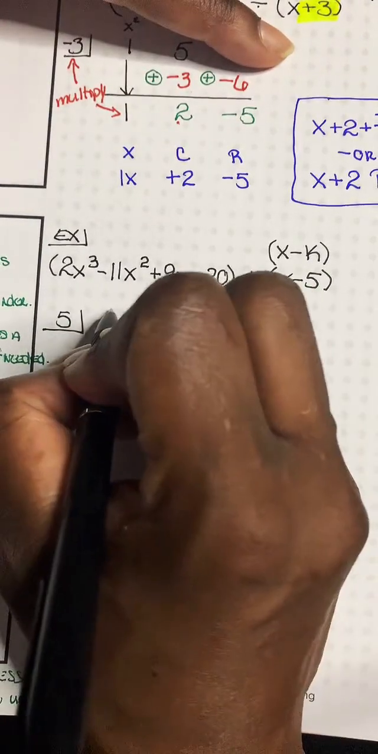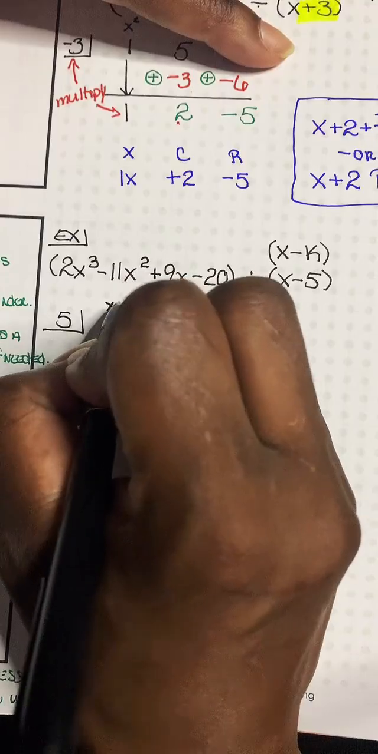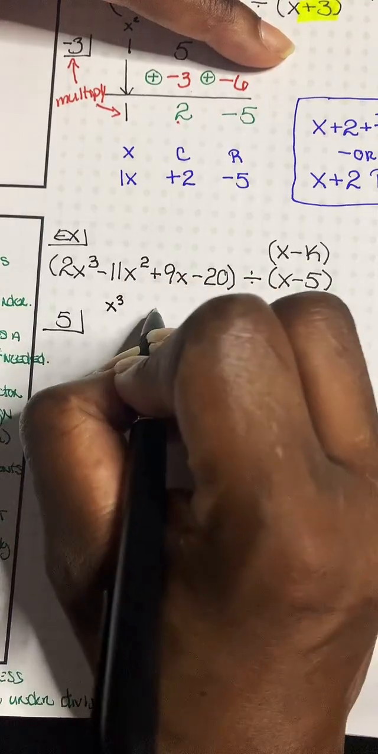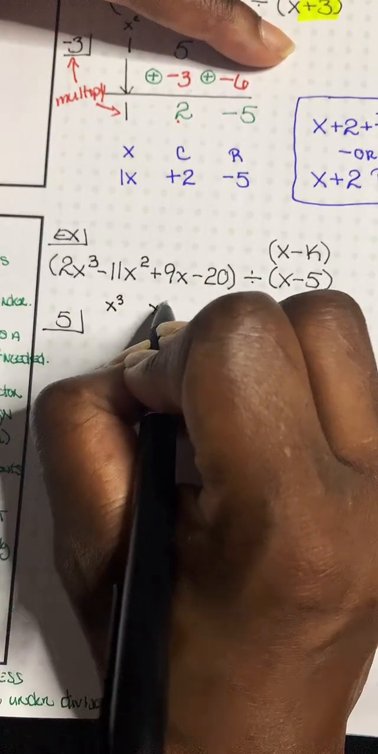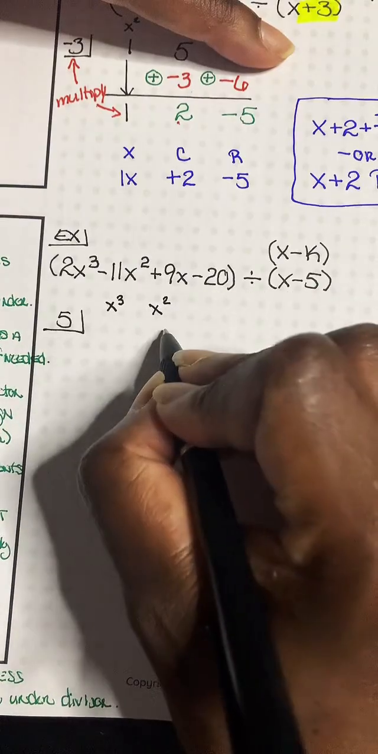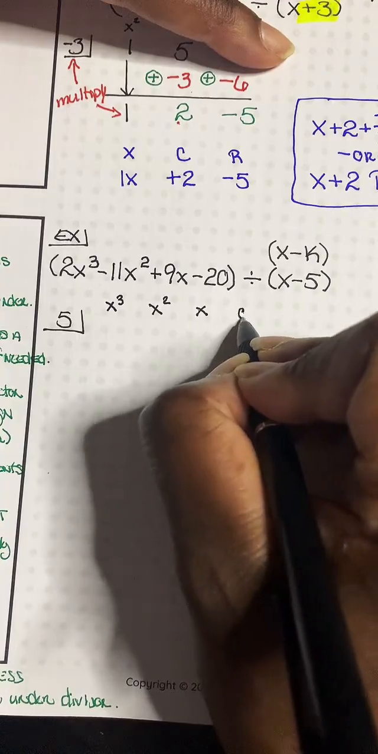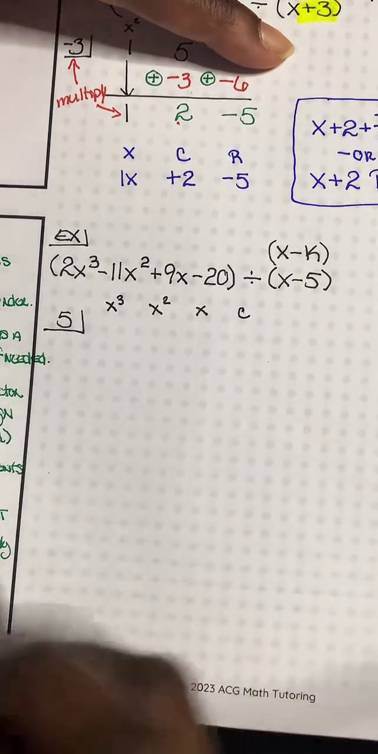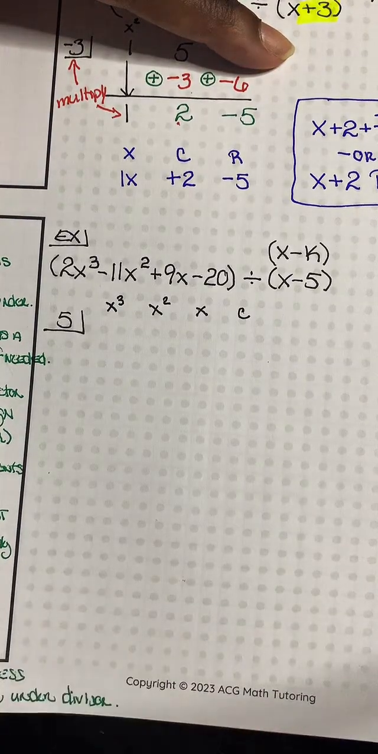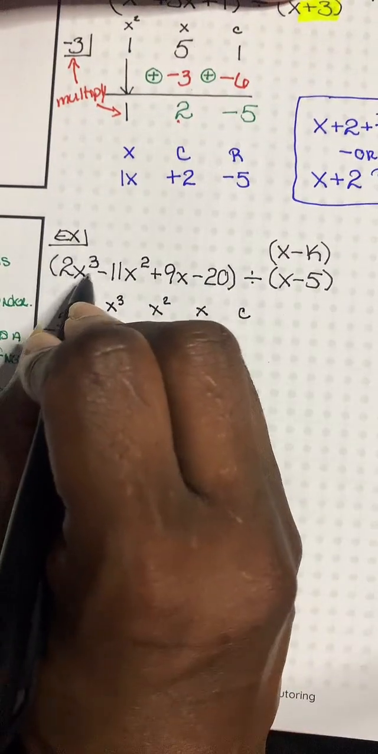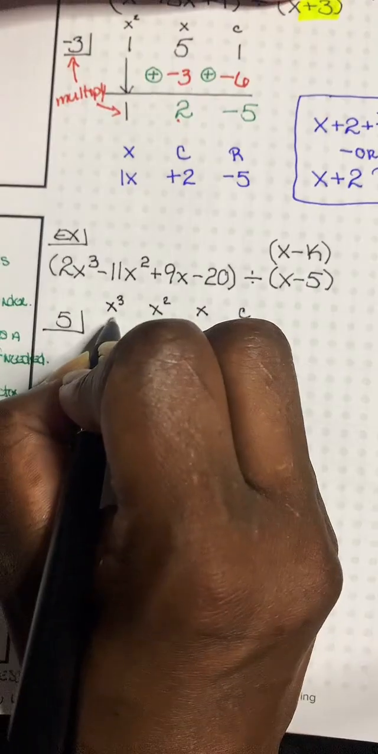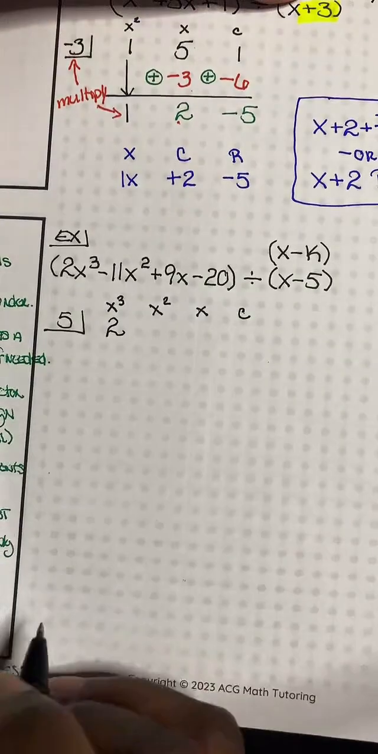So this is what we're going to do. I want the coefficient of the x cubed there. I want the coefficient of the x squared there. I want the coefficient of the x there. And I want the constant under there. So let's fill it out. The coefficient of the x cubed is 2. That's all I need, just the 2.